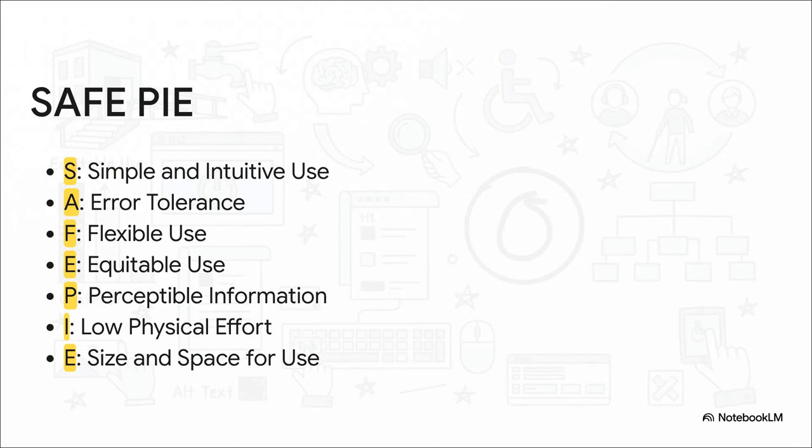Let's break it down. The S is for simple and intuitive use. A is for error tolerance, which basically means the design is forgiving if you make a mistake. F is for flexible use. E is for equitable use, making sure it's useful for people with all kinds of different abilities. Then we've got P for perceptible information, I for low physical effort, and that last E stands for having the right size and space, so anyone can approach and use it.